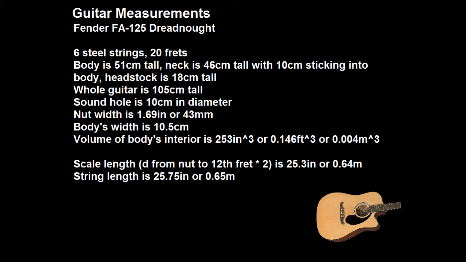The nut width, which is the part on the top, is 1.69 inches, or 43 millimeters. The body's width is 10.5 centimeters, and the volume of the body's interior is 253 cubic inches, which is also 0.146 cubic feet, or 0.004 cubic meters. The scale length, which is the distance of the nut to the 12th fret times 2, is 25.3 inches, or 0.64 meters. And the string length, which is just the length of the string, is 25.75 inches, or 0.65 meters.